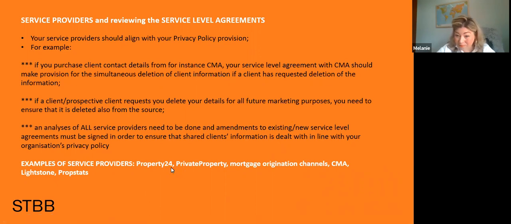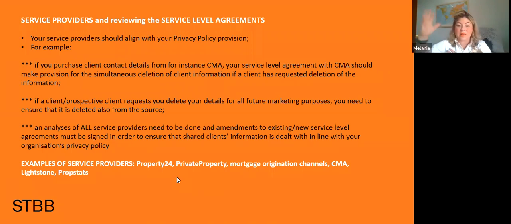Property 24, you will have a contract in place with Property 24 because you are sharing your client's information with Property 24. So you need to ask for a review of your service level agreement with Property 24 in order that you align in terms of the privacy policies. So you must now start establishing what Property 24 does with your client's information, because you have to tell your client that you're sharing his information with Property 24 and get your client's permission.